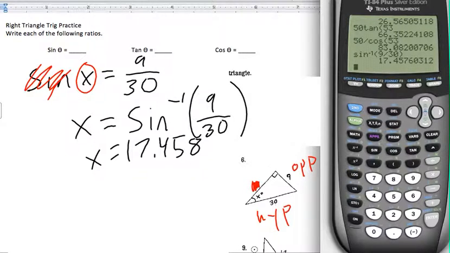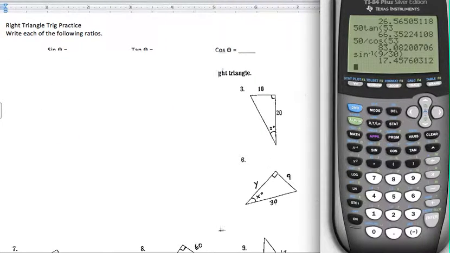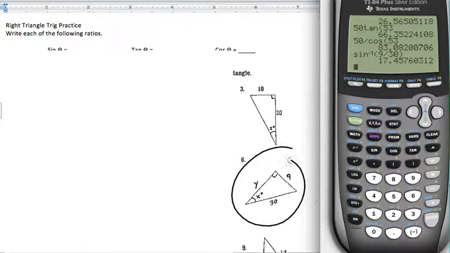If we look at the prompt, we have another thing to figure out. We have to figure out that y value. So we're going to do things a little bit differently for this one. We're going to use the Pythagorean Theorem. It's important to understand, if you know two sides, the third side can always be done with Pythagorean Theorem. The key for this one is recognizing that we know the hypotenuse. So really it's 9 squared plus y squared equals 30 squared.